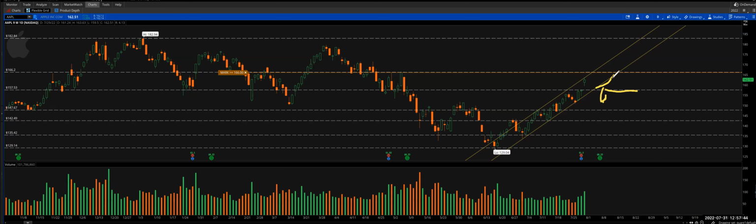So you could definitely buy some puts, because if it trades inside this channel and then breaks to the downside, yeah, you definitely want to buy some puts, right? So it all depends on what Apple's going to do.